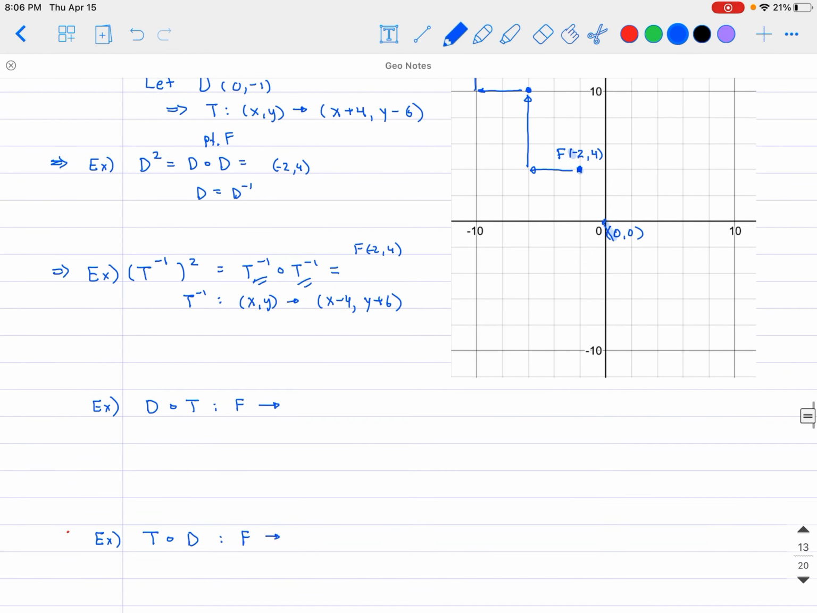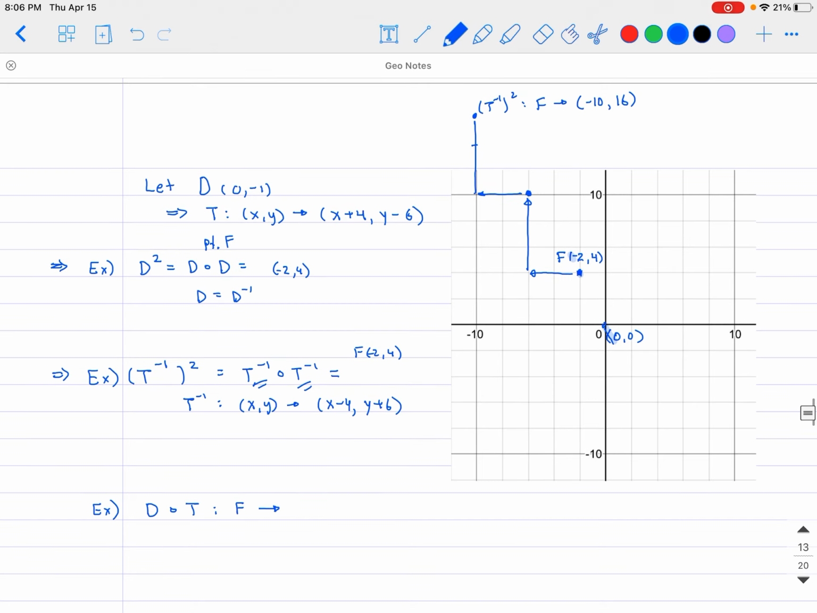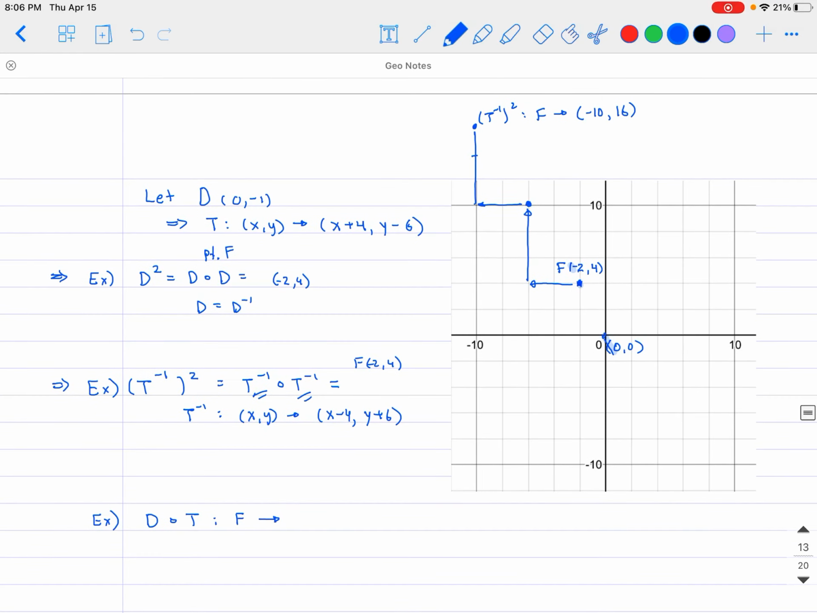Now, let's look at these two examples over here. This time I'm going to take a product of the two. I want to find out what's going to happen to that point F. So first, let's get rid of these over here. Point F. First, I'm going to translate it according to the translation that I have.